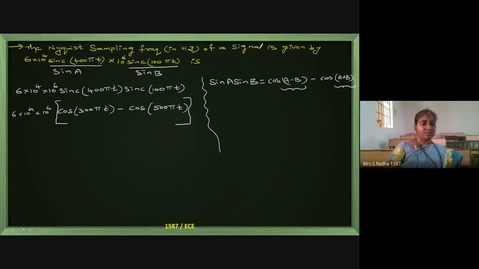This is our first term, where we are supposed to calculate the maximum frequency. This is our second term. So equate the first to cos 2 pi fm1 into t. So fm1 is nothing but 150 Hertz. Now the second term: compare this with cos 2 pi fm2 into t. So fm2 is nothing but 500 divided by 2, which is 250 Hertz.